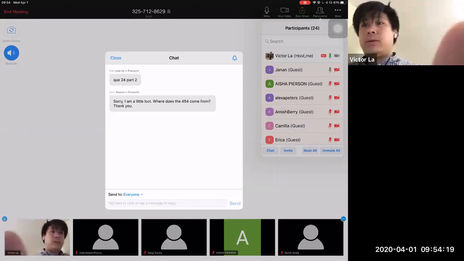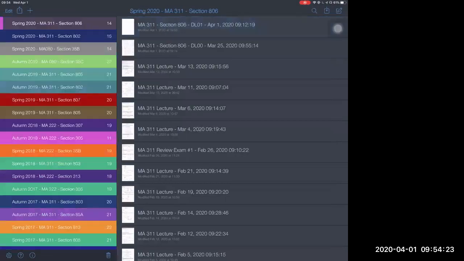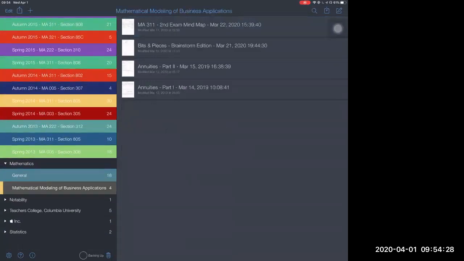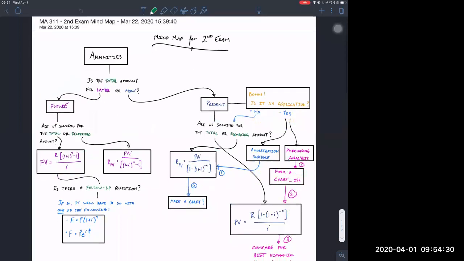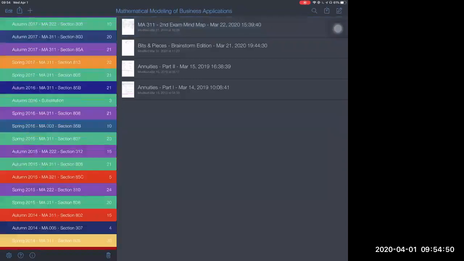If you recall, if you go back to what I posted specific to the distance learning folder, I created this mind map for you, right? And it's a nice little trail, if you will, of how to go about problems when you run into them. So annuities is a total amount for later or now, and then you can see I just branch it out and I go from there, right? So this is helpful. But then what happens when you're in the heat of the moment, if you will, and you're trying to figure it out, whatever the case may be.